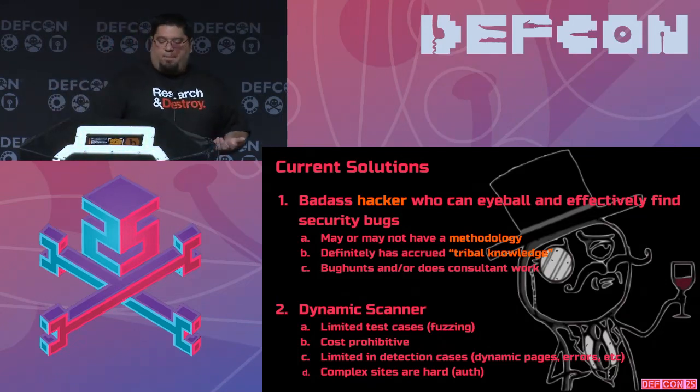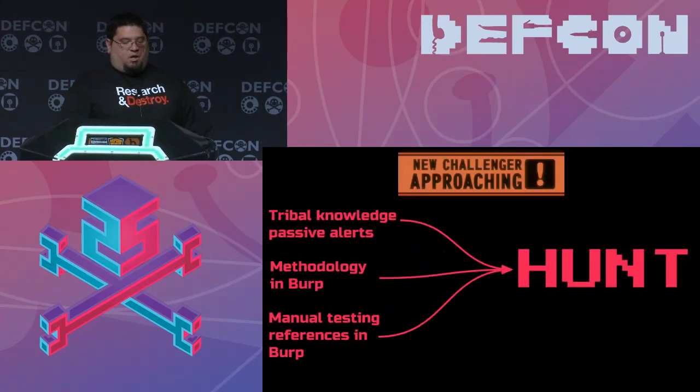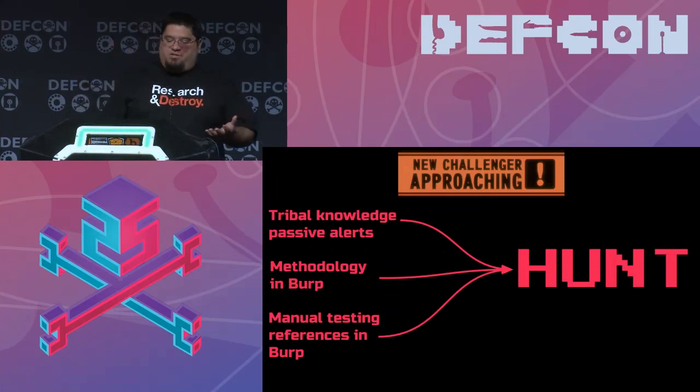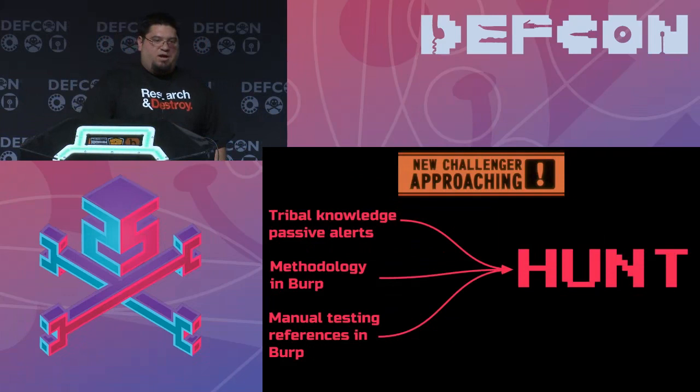So we wanted to be able to give people a way to manually test, but know where to manually test and have some data behind it. So we built this into Hunt. It's tribal knowledge passive alerts. You get alerts when it sees parameters that are most often vulnerable to certain things. You get methodology inside of Burp. And you also get a whole bunch of references that we added.